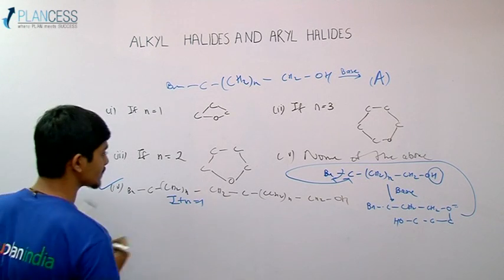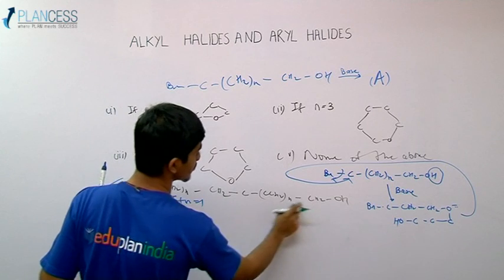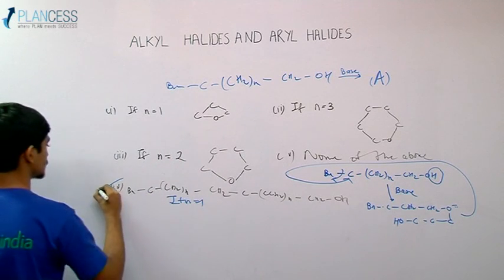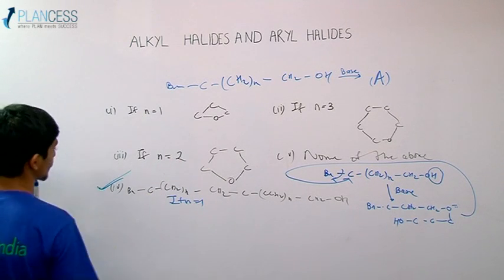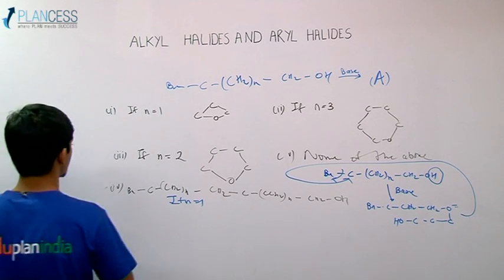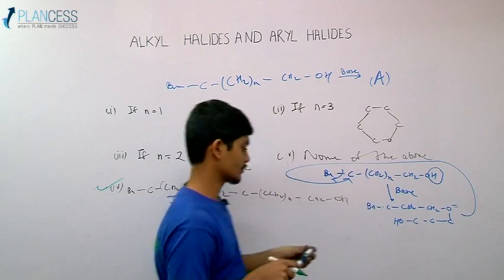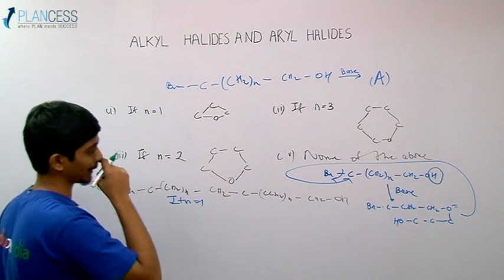Because this suggests this kind of structure: Br, C, CH, CH2, C, C, COH. Fine. So this is one of the correct options, or maybe the only correct option. Let us see the other options. If n equals 3 or if n equals 2, what happens?